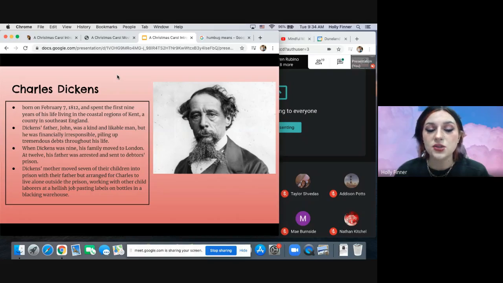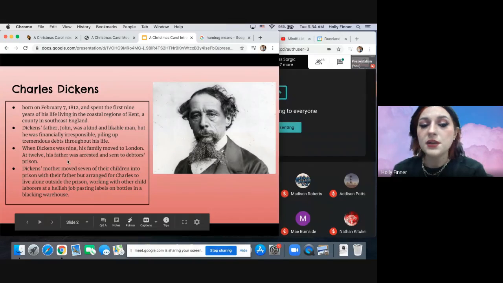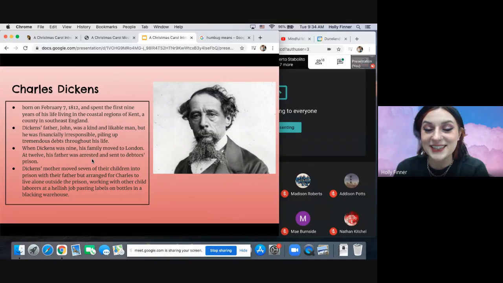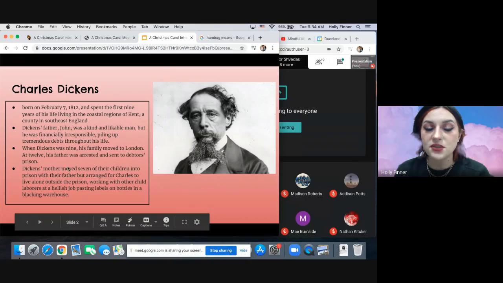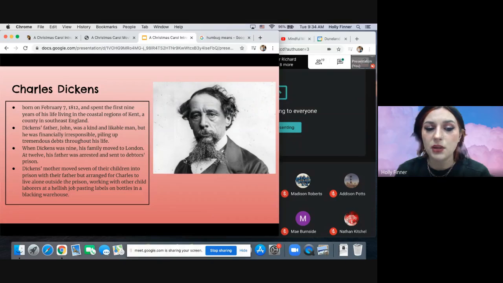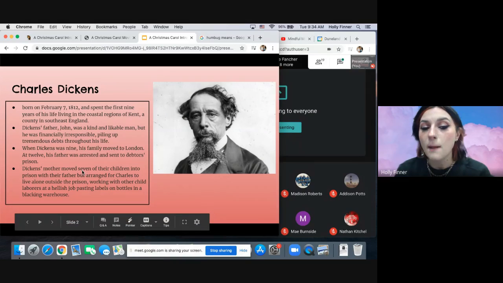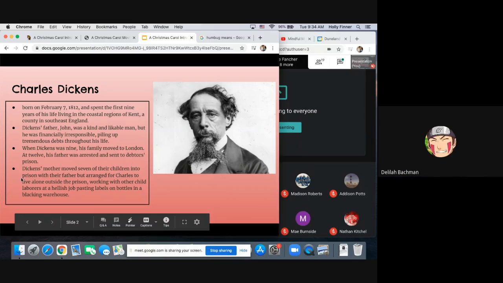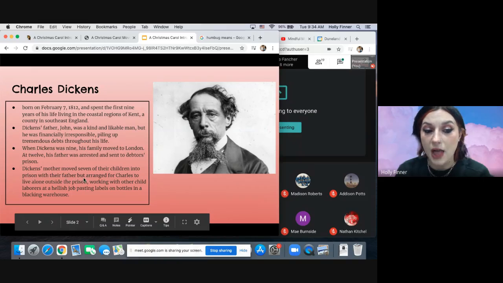So his dad had so many debts that when Charles was 12, his dad was arrested and sent to debtor's prison. So there was a prison. Yeesh. Yeah, so that was pretty crazy. His mom, this gets even kind of weirder. They had 7 children, and he was the 8th child, I believe, 8th or 9th. They had a lot of kids, but 7 of the children went into the prison with their father.